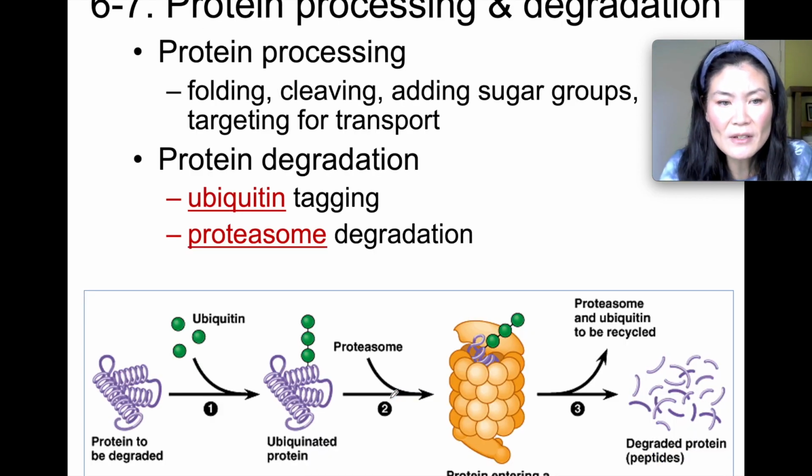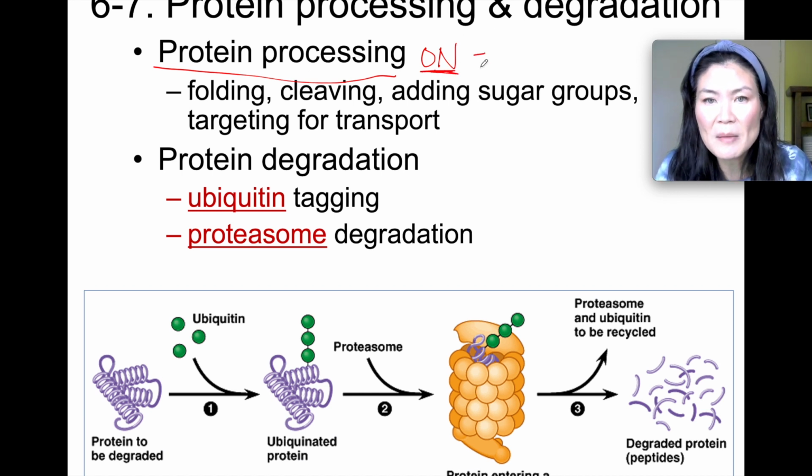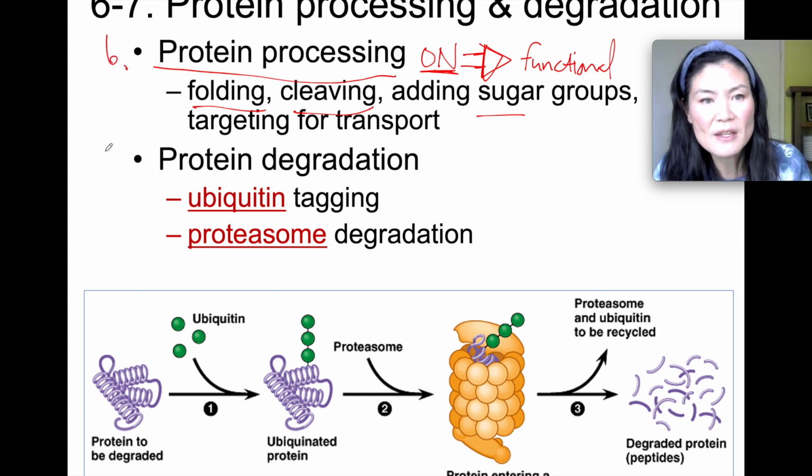Okay, and then 6 and 7, protein processing. This is where genes are actually turned on. You turn on the gene by making the protein functional. Let me just write functional. By adding sugar groups, or maybe adding functional groups, or maybe causing it to fold a certain way, cut a certain way, so that it can actually do what it's supposed to do. Okay, so this is number 6.